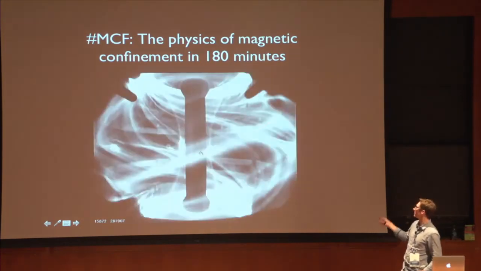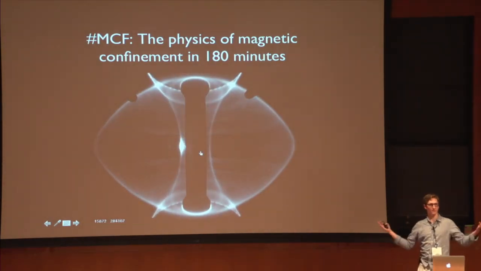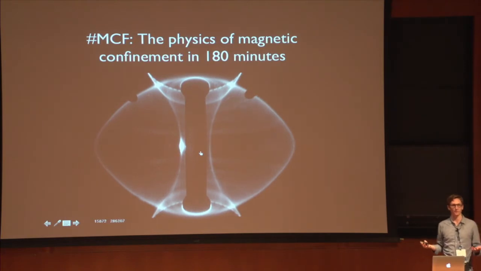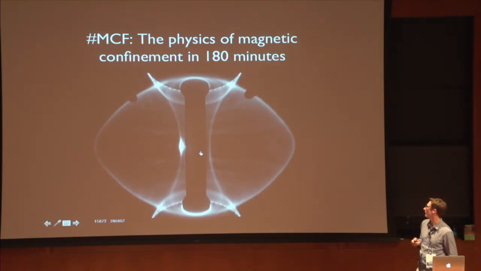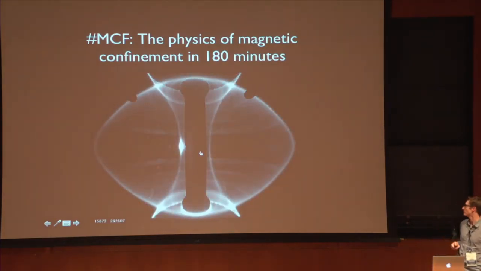And then occasionally you see these big bursts, right? These are massive macroscopic MHD-like instabilities which disrupt the plasma. So again, we'll talk about where these instabilities come from and what physics is driving them.